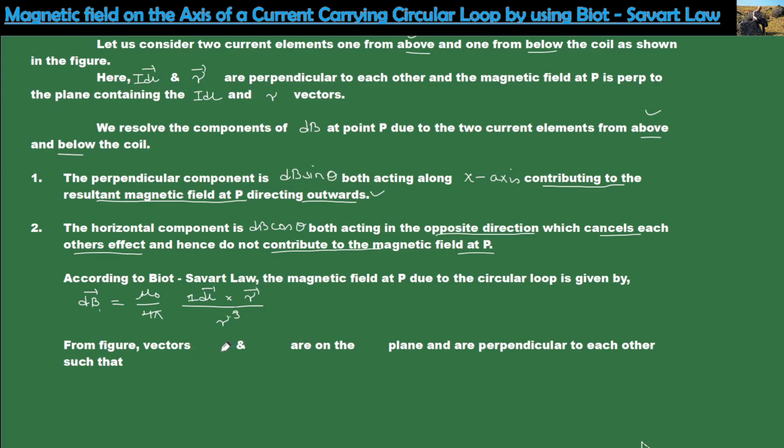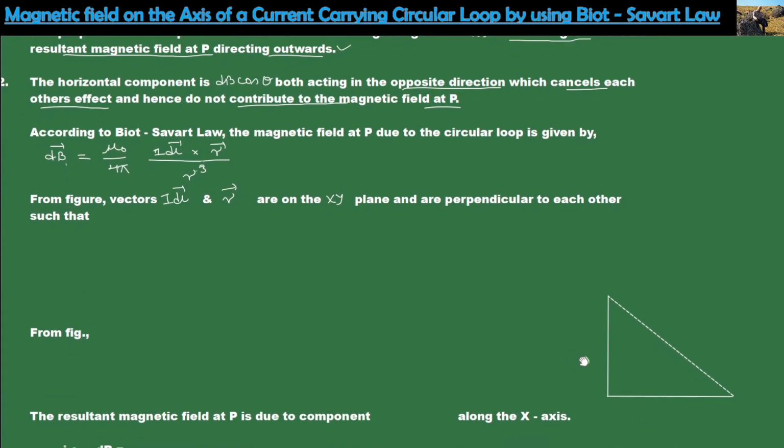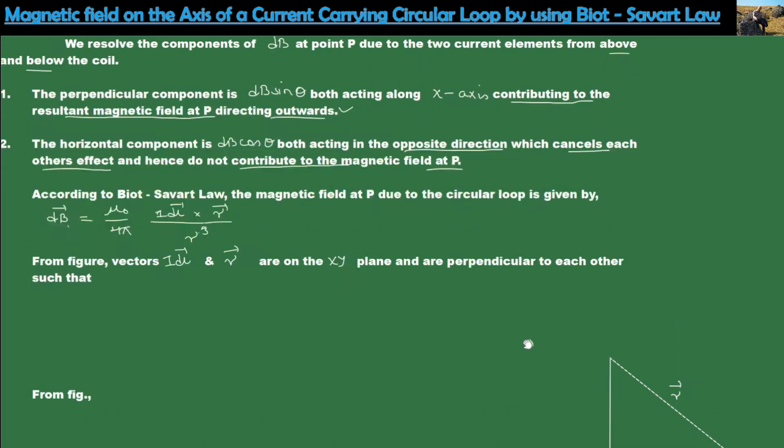But from the figure, it is very obvious that I dl and r bar are on the xy plane and are perpendicular to each other. So if they are perpendicular to each other, in this case, this is our direction of r bar. That is the direction of r bar.